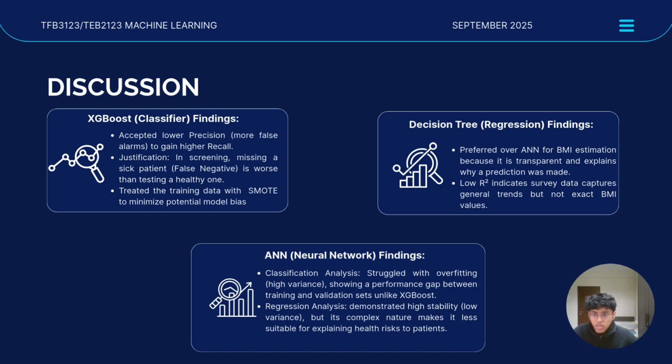And thirdly, for neural network analysis, we chose ANN. In classification, it struggled with overfitting, meaning high variance, showing a significant gap between training and validation performance compared to the XGBoost. And in regression, while it was stable, its black box nature made it less suitable for patient risk explanation as compared to the decision tree.